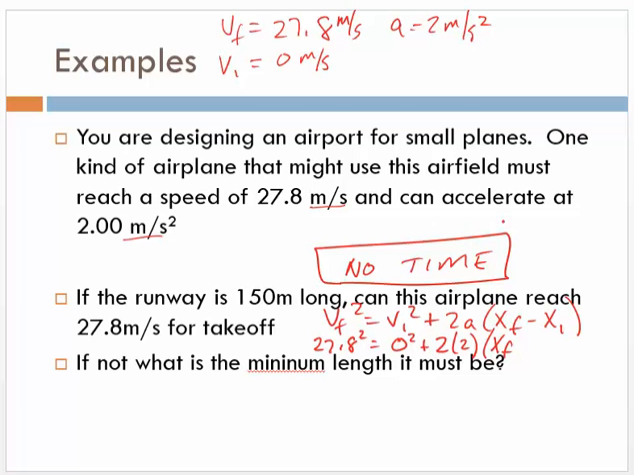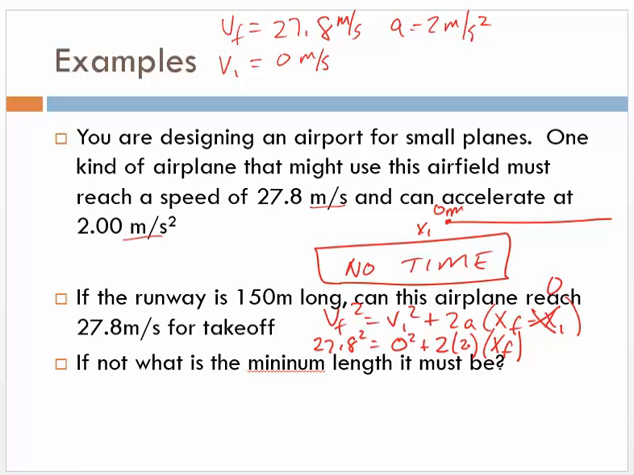If this is my runway, here's the beginning. That's at the 0 meter mark. That's the beginning, so I can say that's my initial spot. I can say that xi then is 0. So I don't need to include it: xf minus 0 is still just xf, so I can leave that out of the equation.